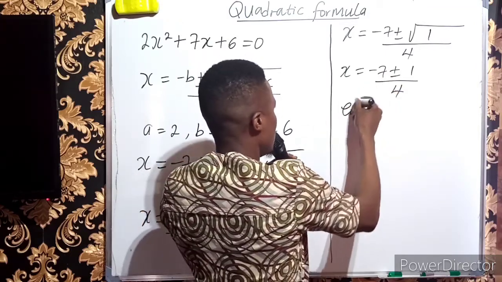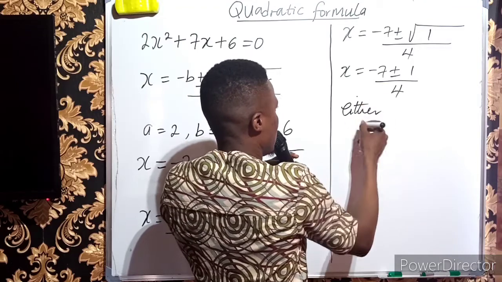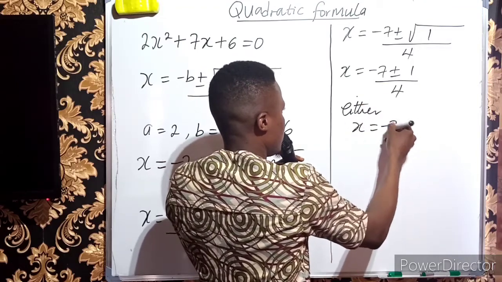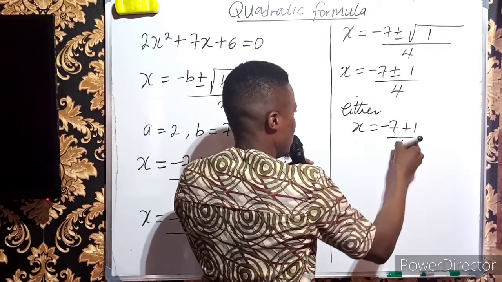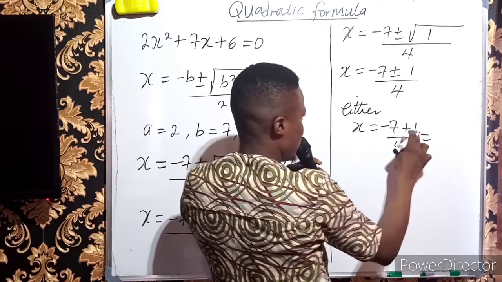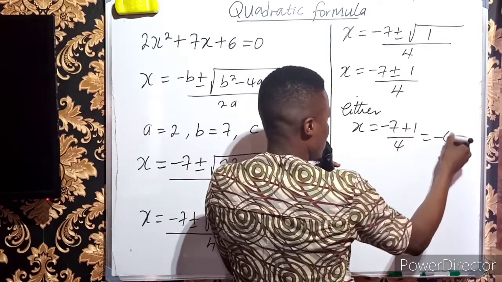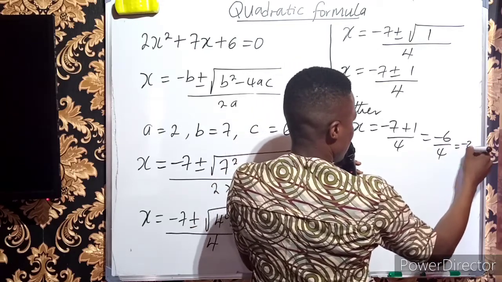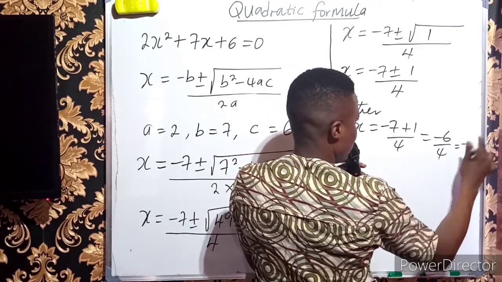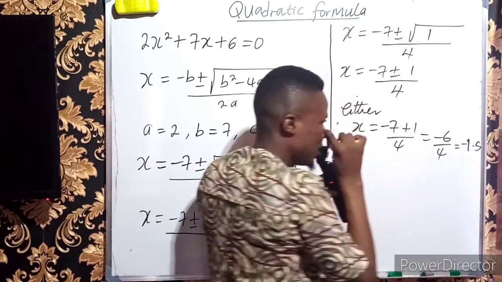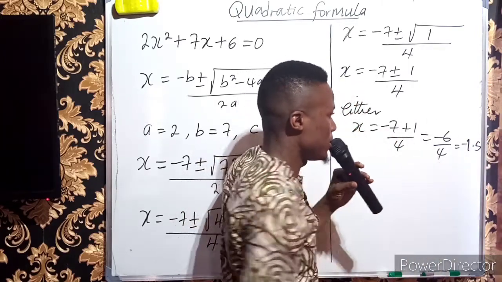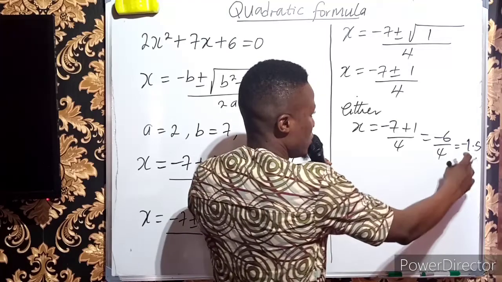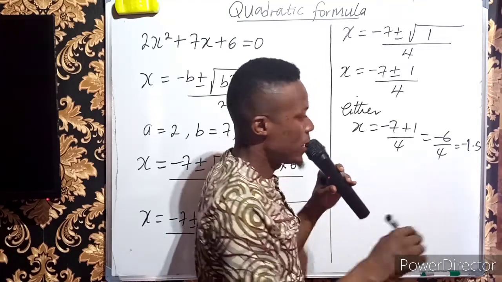So you write either x is equal to minus 7 plus 1, all over 4. And minus 7 plus 1 gives us minus 6 all over 4. This will give us minus 1.5, because 6 over 4 gives us minus 3 over 2, which is minus 1.5, or minus one whole number 1 over 2.